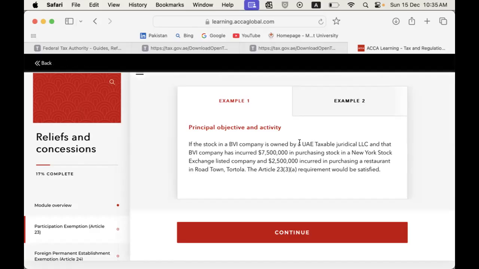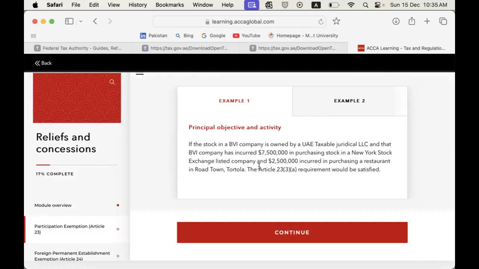So basically what is happening is a UAE company holds shares in BVI, and that BVI company is investing in other countries out of UAE. So this would be satisfied, so that circumvention or avoidance of tax is not present here. For example, if that BVI company was again investing back into UAE, that would have been a measure to avoid tax, if you really think about it.